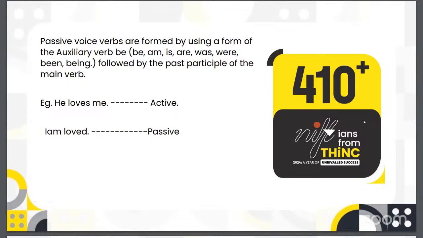Now, when you turn it into passive voice, you have to use a form of the auxiliary verb. The auxiliary verbs are mainly formed from the be verb, the root verb in English, be. From there, you have all the other forms: am, if it is I; is, if it is third person singular; are, if it is plural. In the same way, in the past tense, if it is singular, you use was, and if it is plural, you use were. In the perfect tenses, we use been or being.